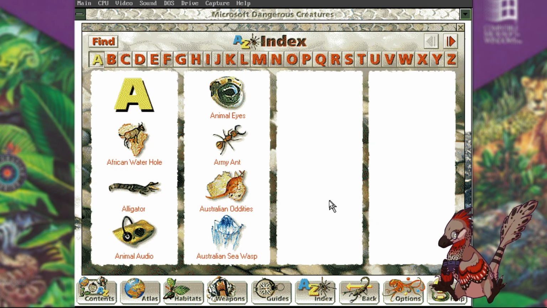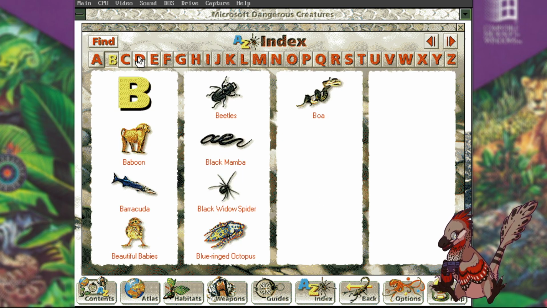Just have a regular index. Okay, so this is just alphabetically sorted. Baboon, barracuda, beautiful babies, right? Is there anything about birds? I do hope that there are things about birds.